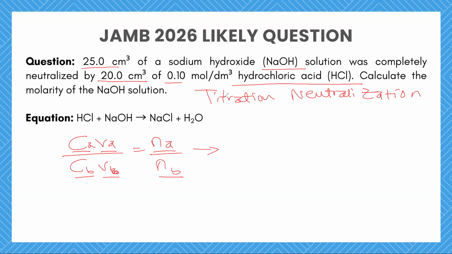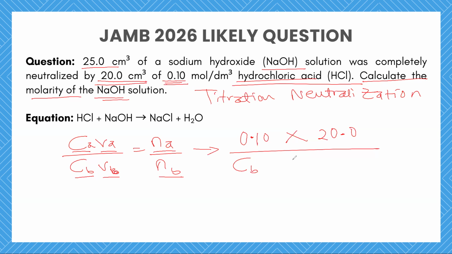Ca, concentration of the acid, is giving us 0.1 mole per dm cube of hydrochloric acid. So we have 0.10 multiplied by the volume of the acid. You can see over here, we're given 20.0 cm cube. So that becomes divided by Cb. We're asked to calculate the molarity of the sodium hydroxide solution. So Cb is what we're actually looking for. We do not have it, so that remains unknown. Multiplied by Vb, which is the volume of the base.